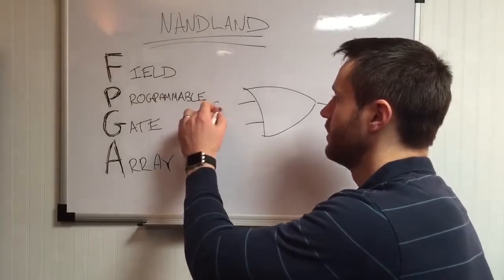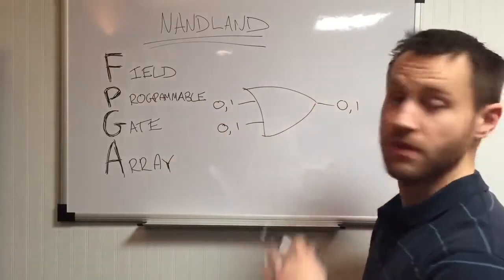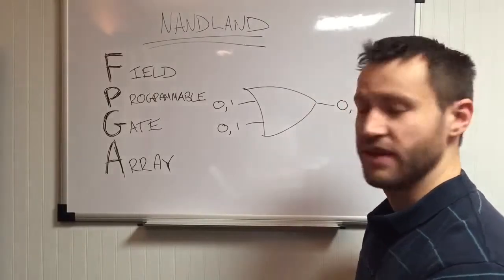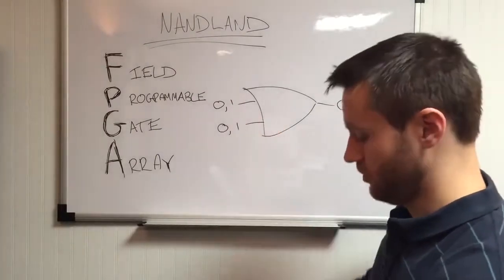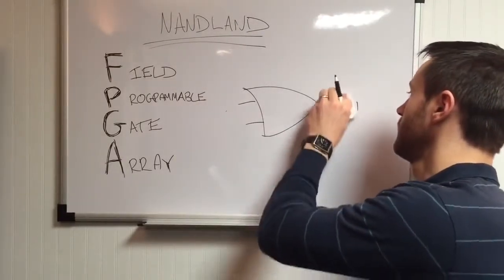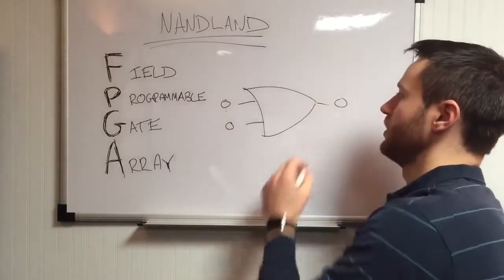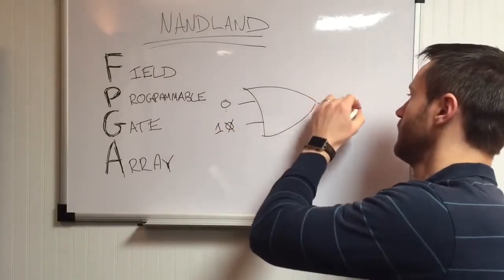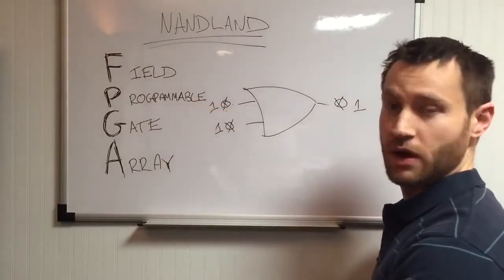So your input can be a 0, it can be a 1, this can be a 0, this can be a 1. Those are the states that this can be. Now, as I explained, an OR gate's output will be a 1 if either of the two inputs are a 1. So, for example, if both my inputs are 0, my output will be a 0. If this one now becomes a 1, my output becomes a 1. If this input changes to a 1, the output stays at 1.